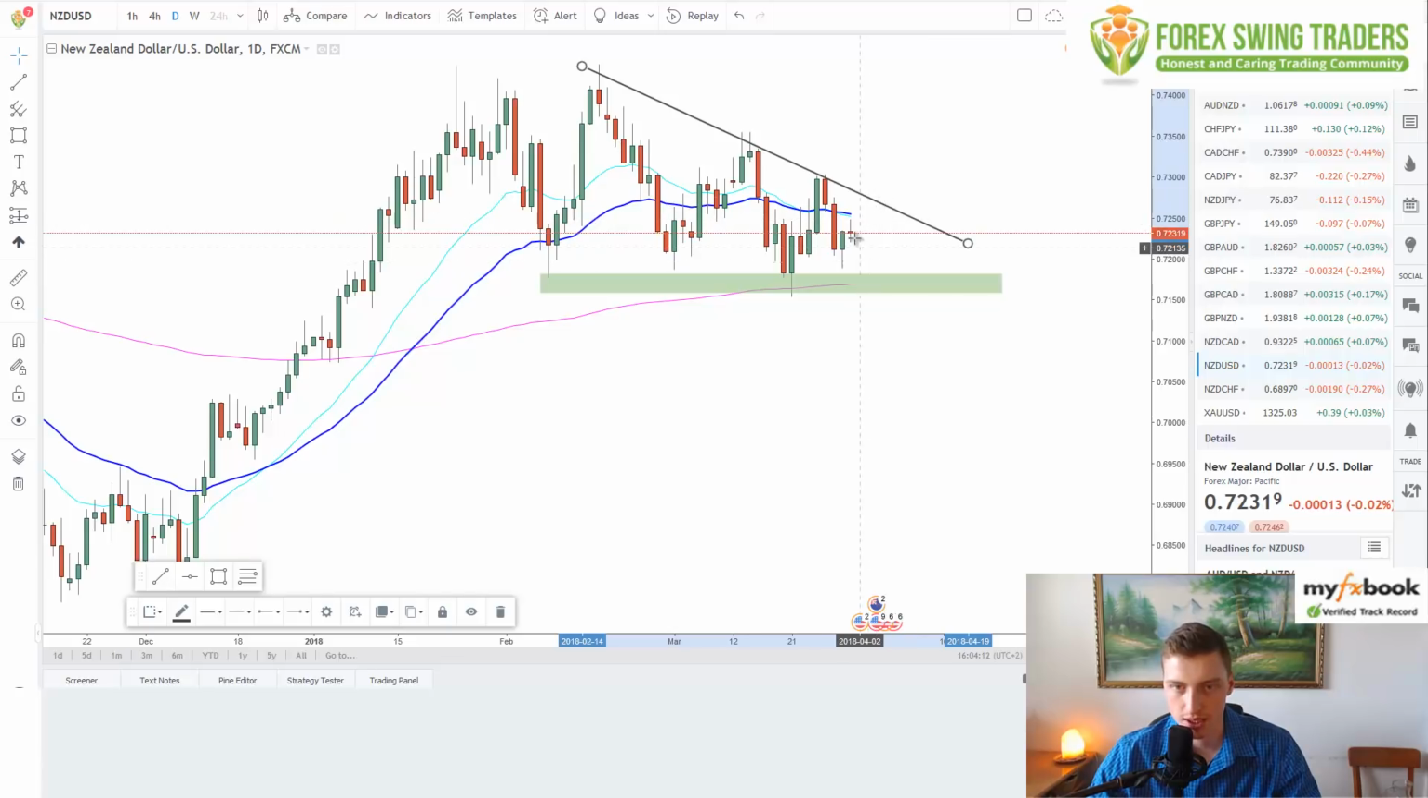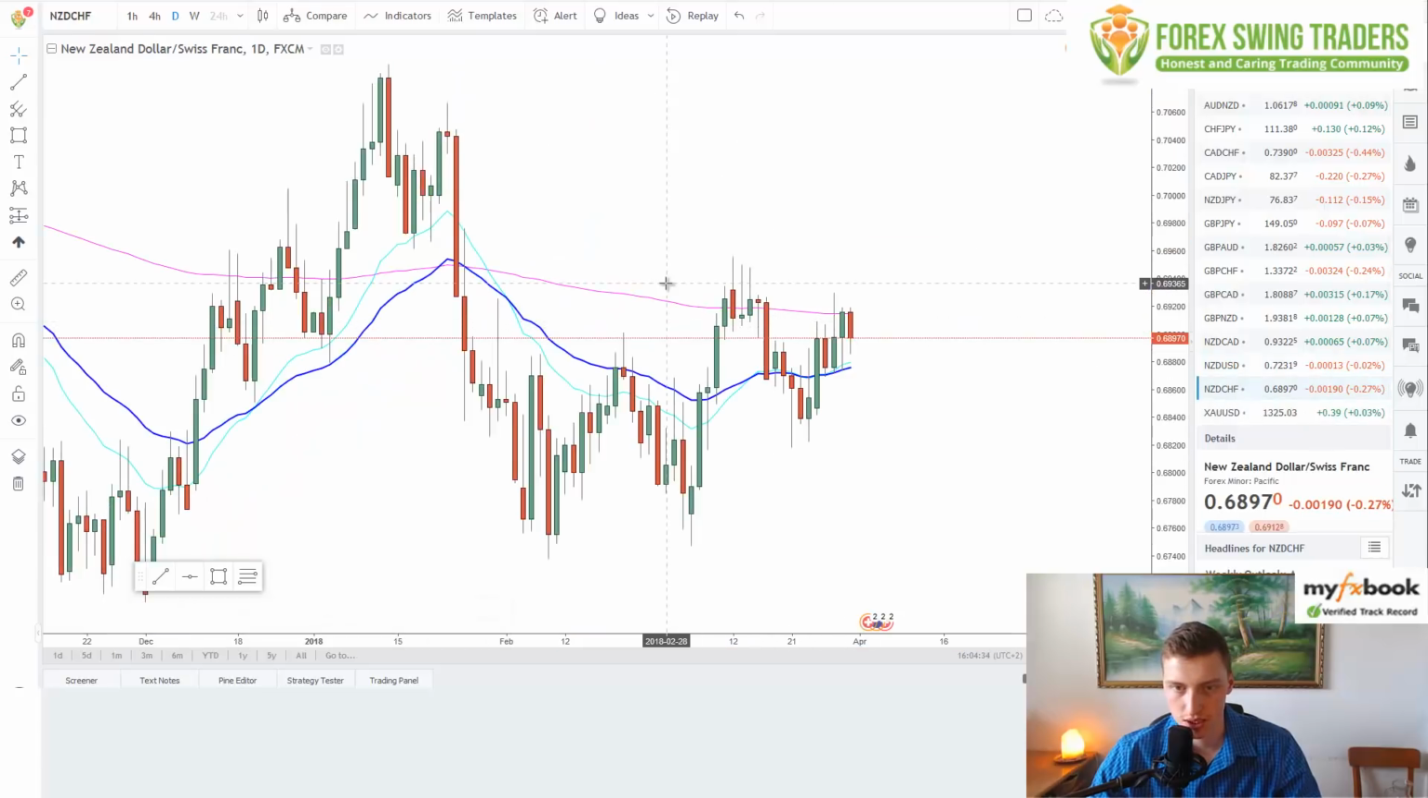but be aware, because the common thing for wedges is that the closer, the thinner they become, the higher the likelihood is that the price will break them, right? The price will break them. So that's it, and let's move on to the last pair, which is New Zealand Swiss.